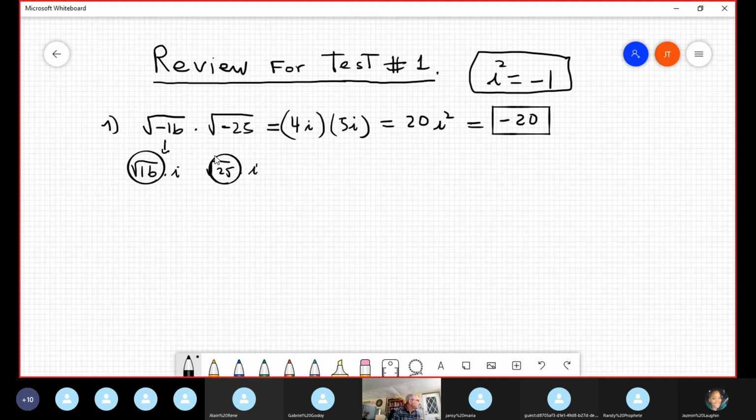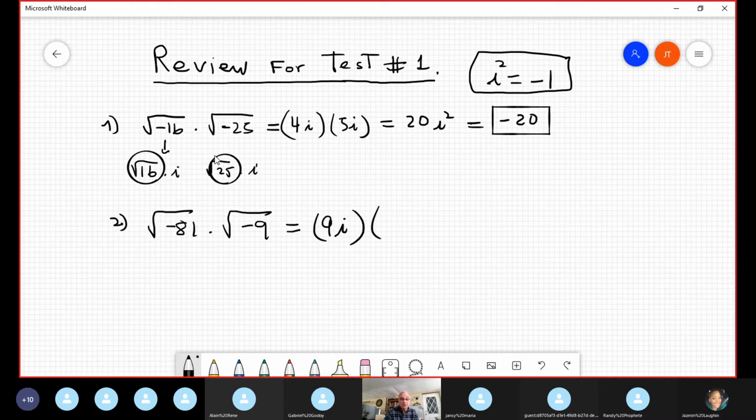Any questions, guys? Let's do number 2, it's very, very similar. Square root of negative 81 times square root of negative 9. This is 9i, and this is 3i. This is 27i squared, and that is negative 27.